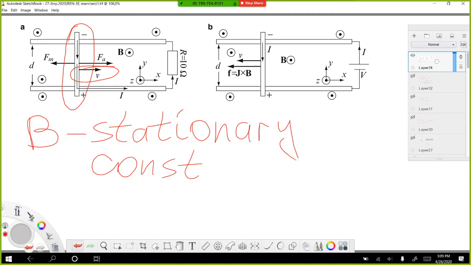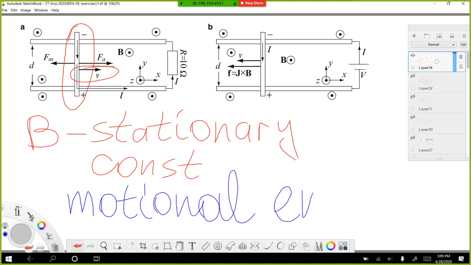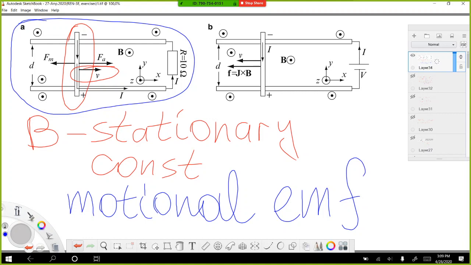This configuration is called motional electromotive force. What does it mean? Let's look at configuration A. Our bar moves, in this case to the right, in some stationary and constant magnetic field. The electromotive force which is induced in this configuration is called motional electromotive force.